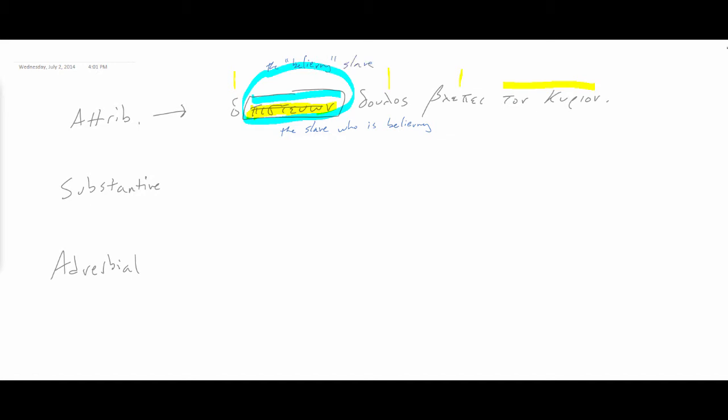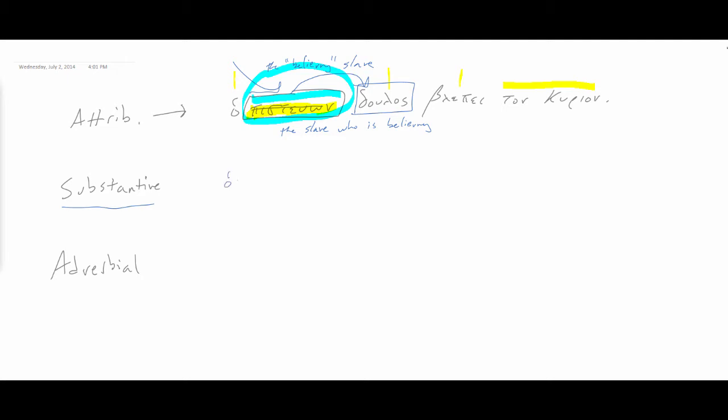Okay, that's the attributive use, where the participle is giving an attribute of an explicit noun. There's a noun present in the sentence, and the participle is basically filling the adjective slot. Another use of the participle is the substantive, and this is where the participle functions as a noun because there's no noun explicitly present in the sentence.